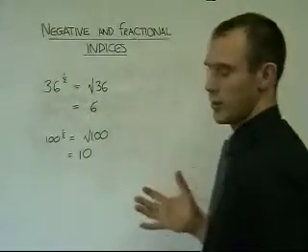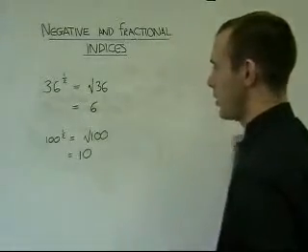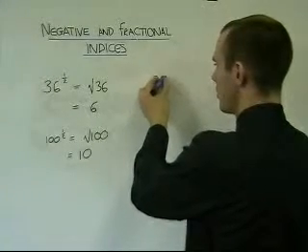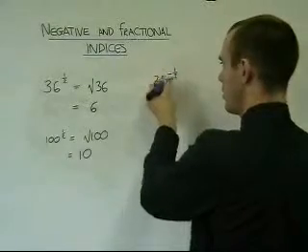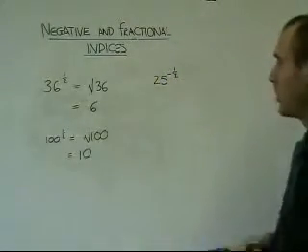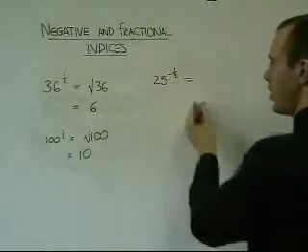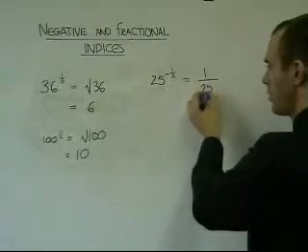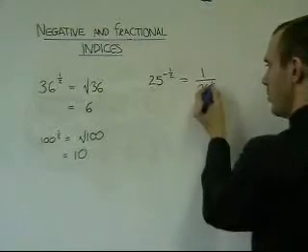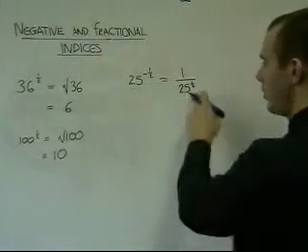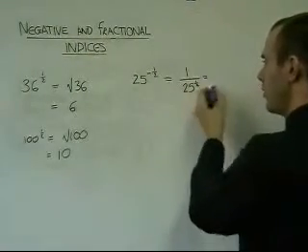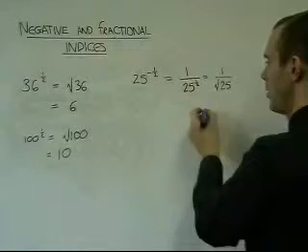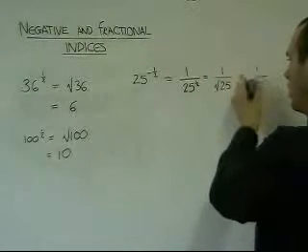We can combine negative indices and fractional indices to come up with questions like this. And this is getting more complicated, but the methods are still the same. The negative sign means we have 1 over something. The 25 still goes down there, but the same indice comes down as well. But we now know that 25 to the power of a half is the square root of 25. So we can write it out again, the square root of 25. This is the same as 1 over 5.